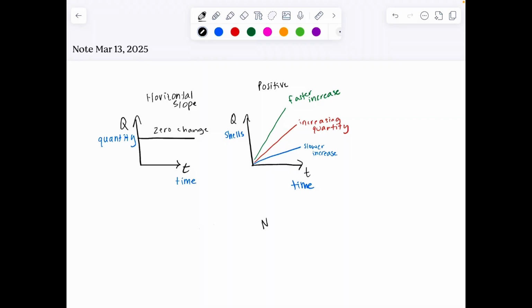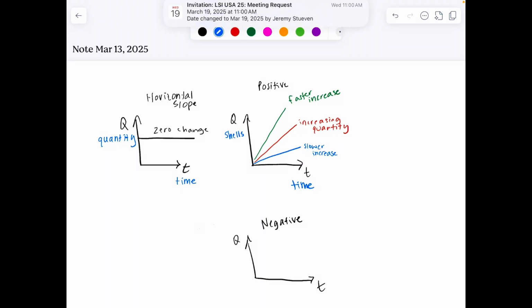Now, if we look at negative slope, so this was positive, and if we look at negative slope, I'm still going to use Q for quantity and T for time, but in this case, I'm talking about building a sandcastle. And in order to build a really good sandcastle, you actually need a little bit of water with the sand in order to mud it together and get it to fit together and make stronger sand to make your bigger castle.